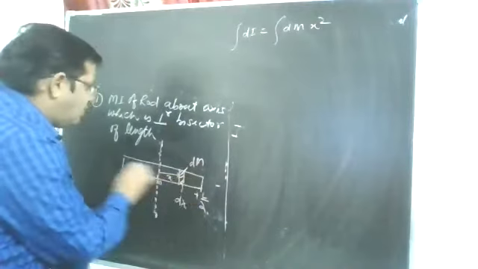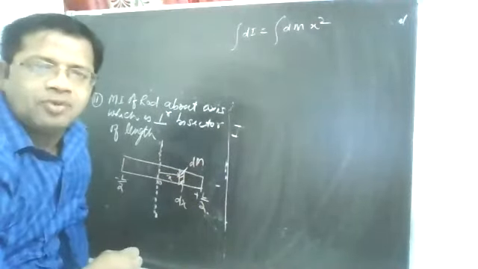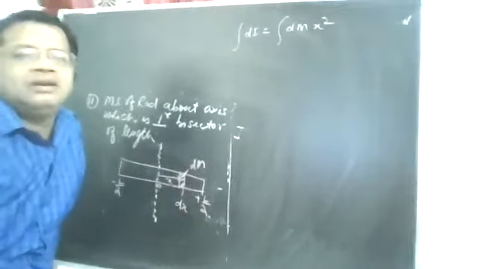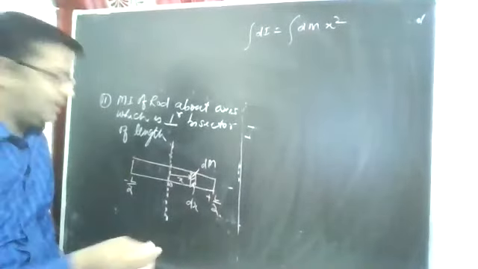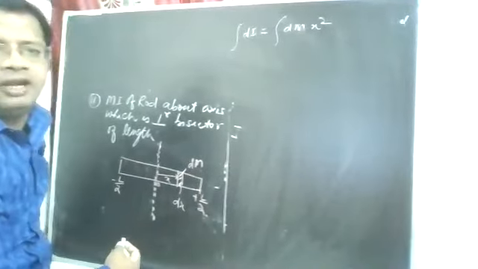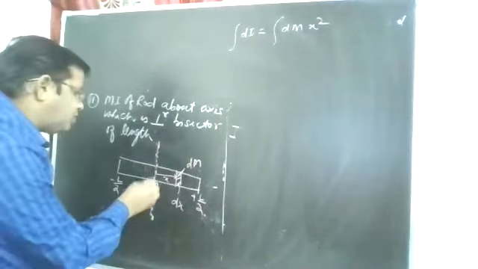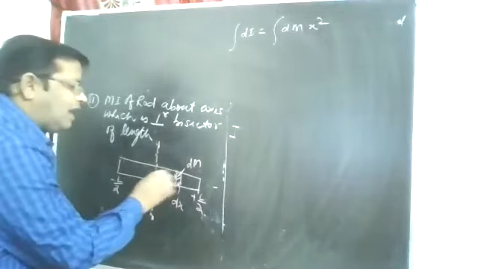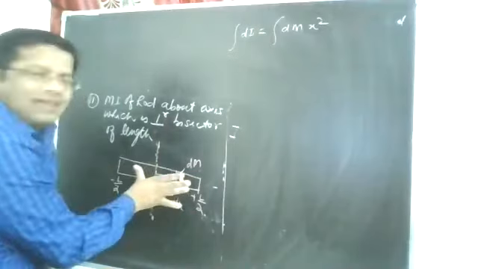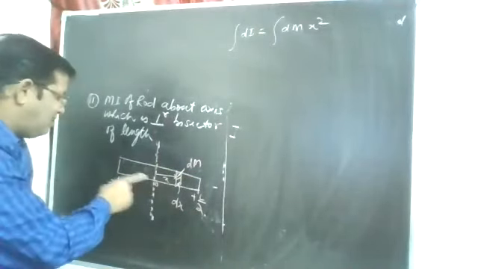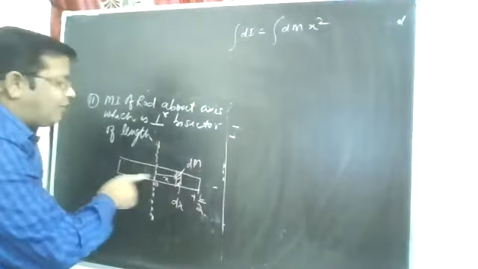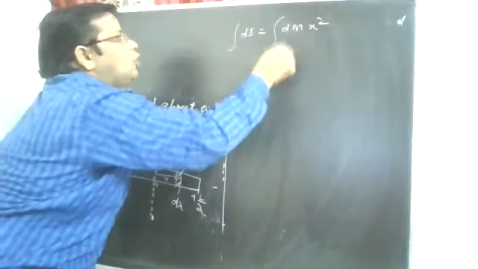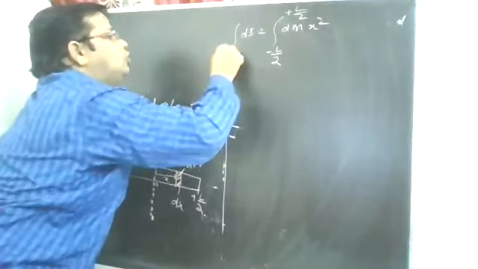What is the length of the rod? L. But the axis of rotation is passing through the perpendicular bisector of its length. So this side length is L by 2, this side length is L by 2, L by 2 plus L by 2 is L. That is the total length of the rod. That's why we have taken the limit of integration from minus L by 2 to plus L by 2.